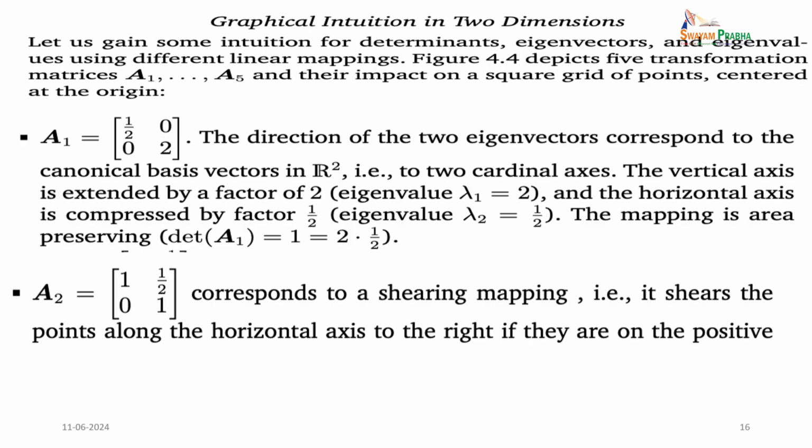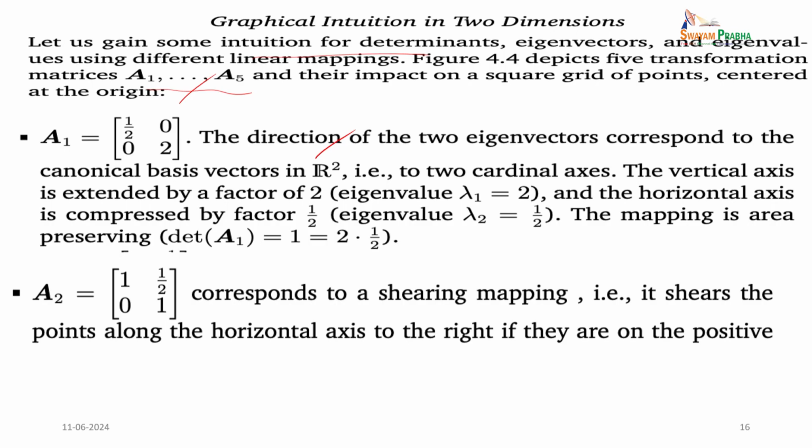Next, graphical intuition in 2 dimensions. Let us gain some intuition for determinants, eigenvectors and eigenvalues using different linear mappings. Figure 4.4 depicts 5 transformation matrices A1 to A5 and their impact on a square grid of points centered at the origin. A1 equals [1/2 0; 0 2]. The directions of the eigenvectors correspond to the canonical basis vectors in R^2, that is, to the two cardinal axes.